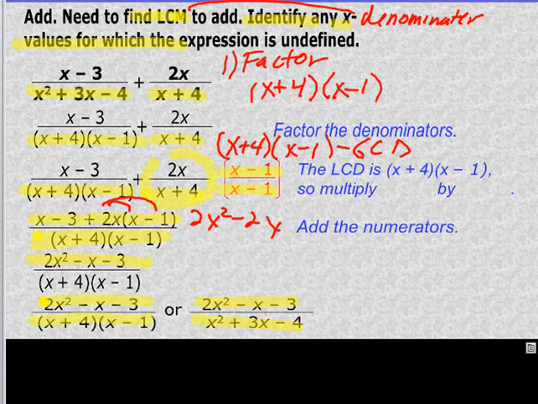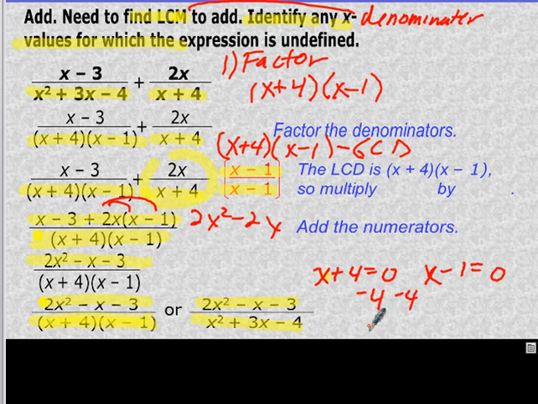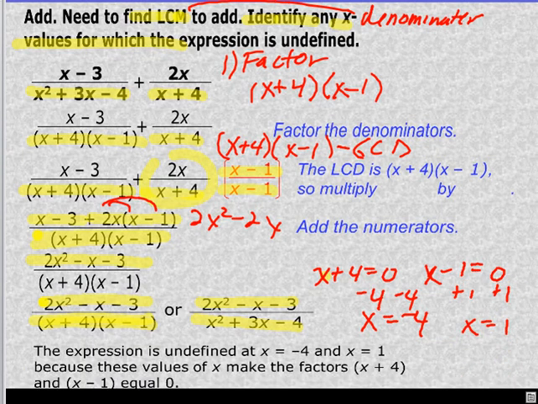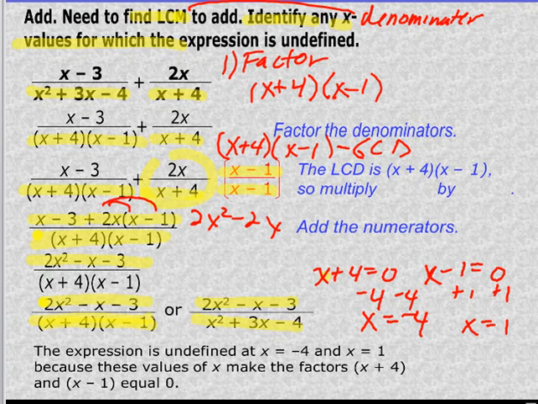Now we want to answer part 2, x values for which it's undefined. So if you have it in factored form, it's easier to figure out which x values would make it undefined. We're going to set those two factors equal to 0. So you have x plus 4 equals 0 and x minus 1 equals 0. What values of x are going to make these 0? x equals negative 4 and x equals 1. So that would be the last part of the answer to that question.